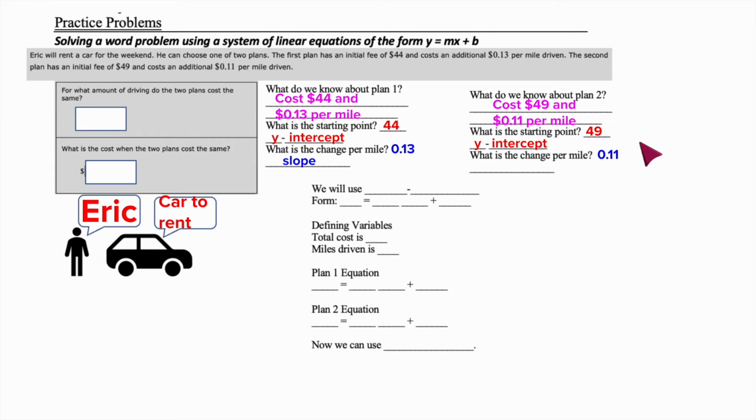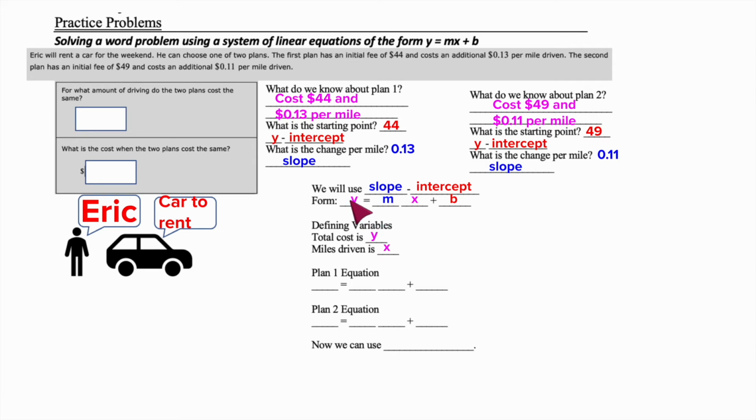Okay. So we have our y-intercept, we have our slope. So we can write our two equations. We have slope-intercept form, we have y equals mx plus b. And we have a slope and a y-intercept for both situations. Okay, so we're writing two equations, one for plan one and one for plan two. So defining our variables real quick, we just want to make sure we understand that y is going to be our total cost and x is our miles driven. So make sure you're paying attention to what the variables mean.